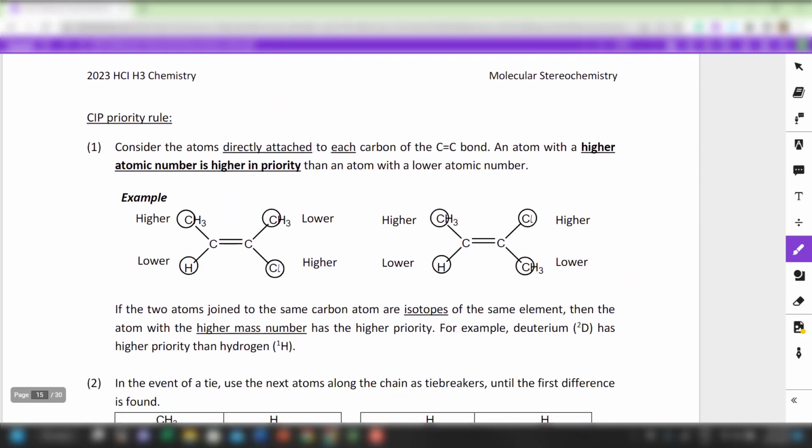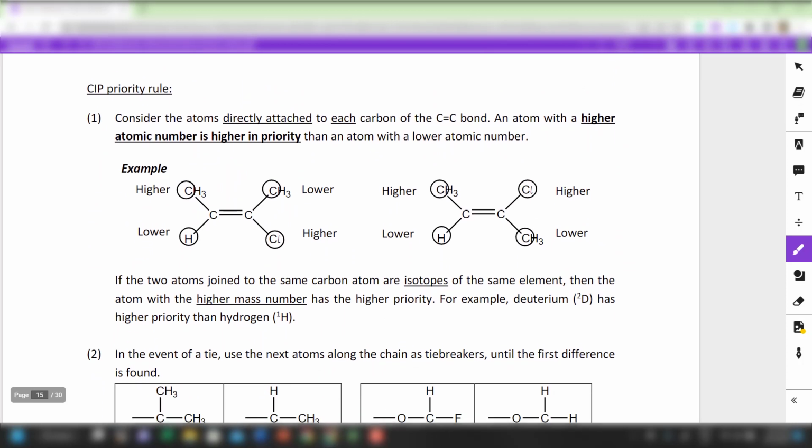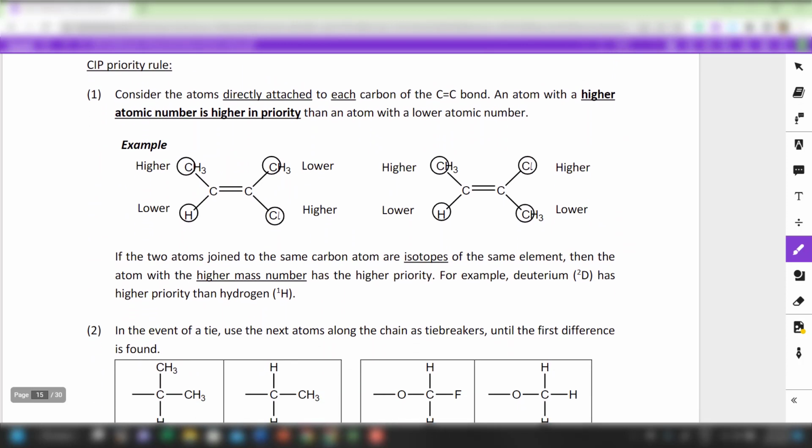Okay, now for the priority rules, this is the case. An atom with a higher atomic number has a higher priority. So this is clear cut. In our case here, for example, hydrogen is 1, carbon is 6, chlorine is 17. So between the two, the one with the higher priority is carbon, and of course between methyl and chlorine, the one with a higher priority is chlorine.